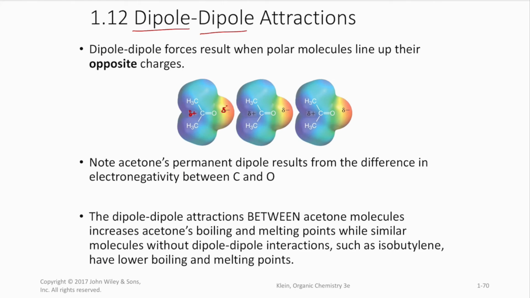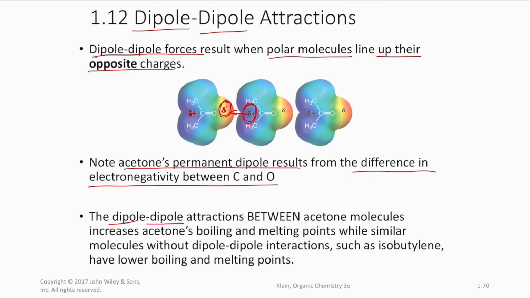What happens here is that the negative charge attracts the positive charge of the other molecule, and the positive charge gets attracted towards the negative charge of the other molecule. This creates what we call a dipole-dipole force. So the force between the negative and the positive is called a dipole-dipole force. And the polar molecules will line up their opposite charges, and this creates acetone's permanent dipole that results from the difference in electronegativity between carbon and oxygen.